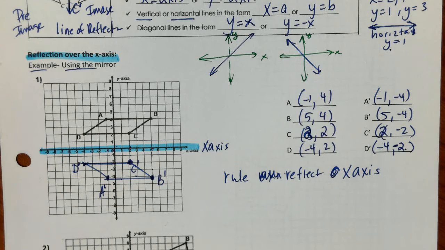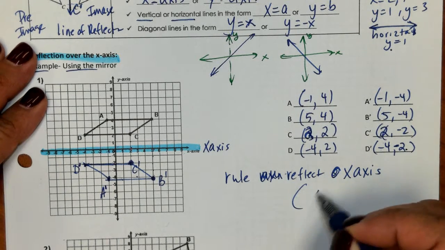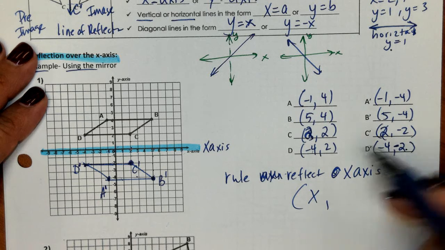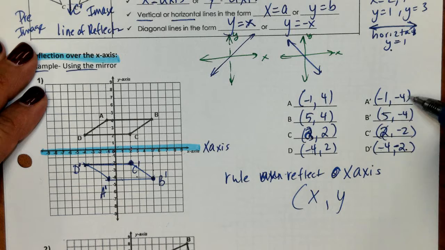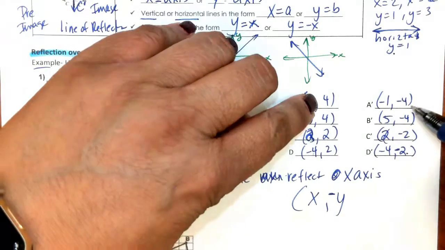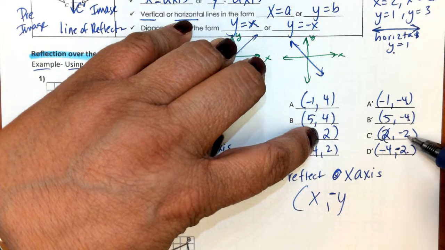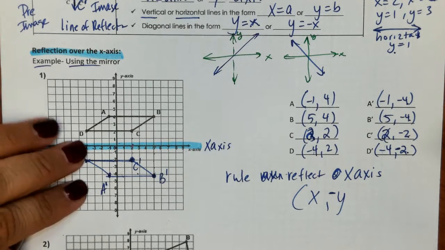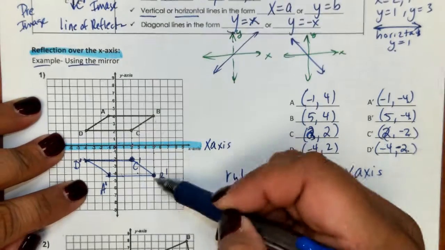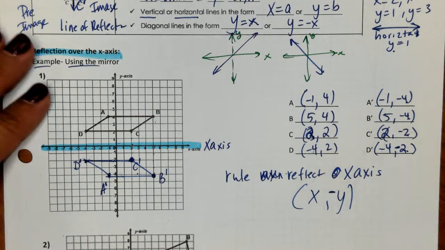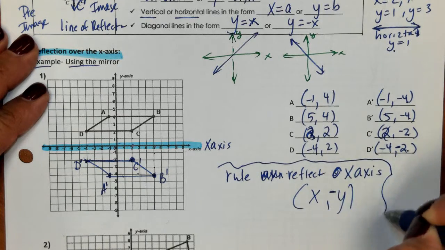And I'm going to tell you why I caught the error. Because the rule is, you take all the x's from the original, write them down. And then you take all the y's and write them down, but you take the opposite sign. 4, -4, 4, -4, 2, -2, 2, -2. That's how I caught my little error there. So it's really nice to do it both ways, where you just go mirror image and you go ahead and use the rule. So this is a very important rule.